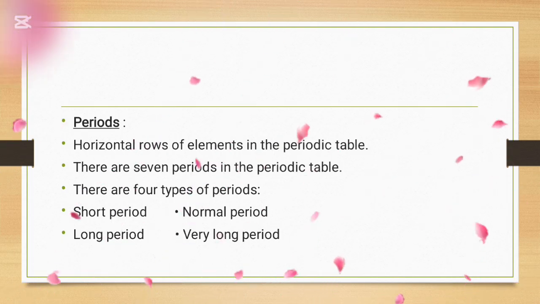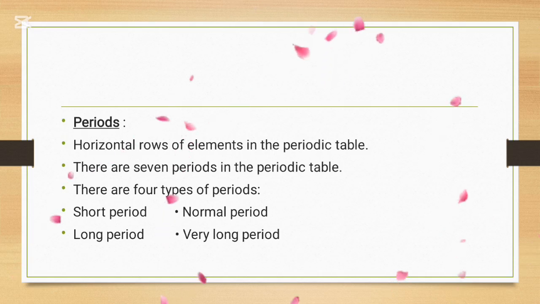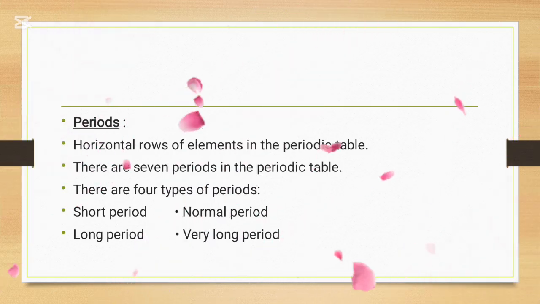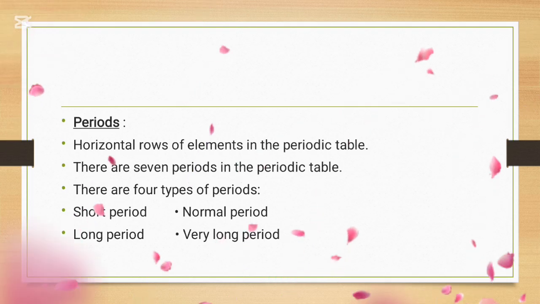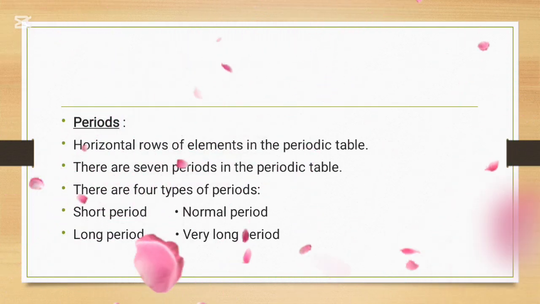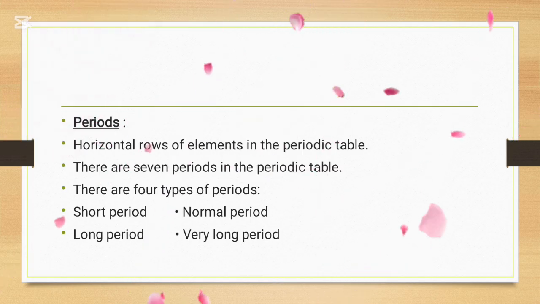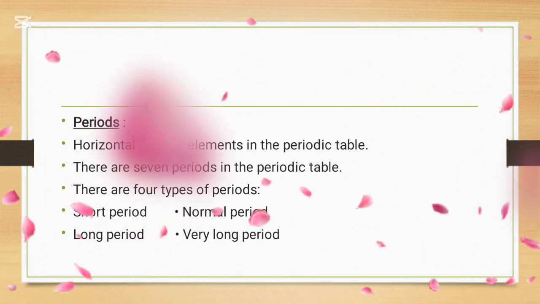Periods. Periods are the horizontal rows of elements in the periodic table, and they start from left to right in the periodic table. There are 7 periods in the periodic table, and there are 4 types of period. It means 7 periods are divided into 4 types: short period, normal period, long period, and very long period.